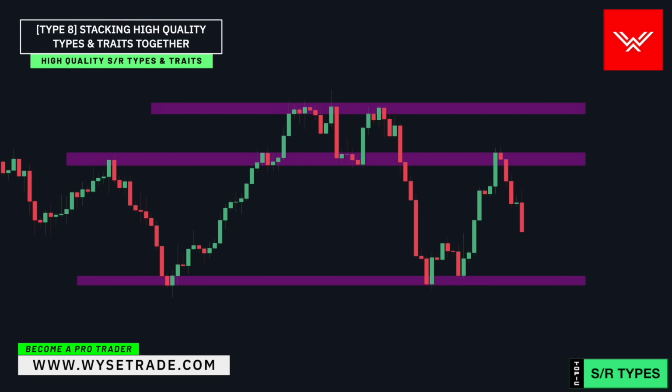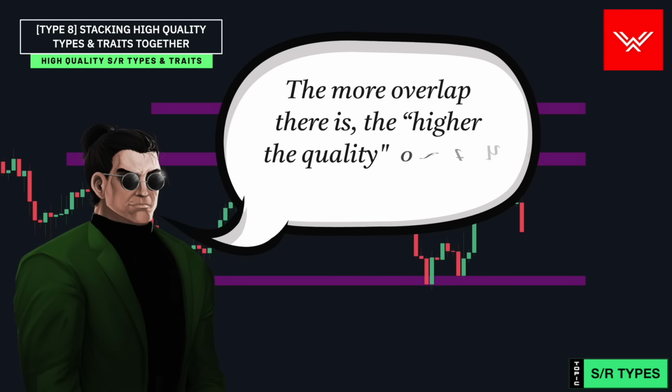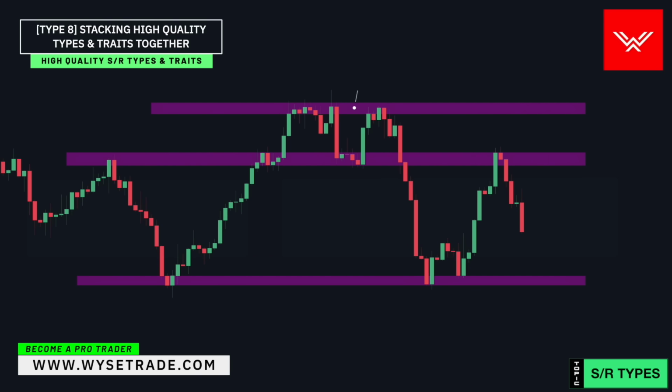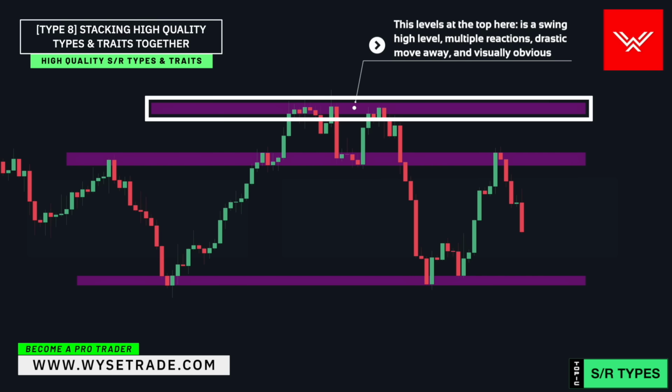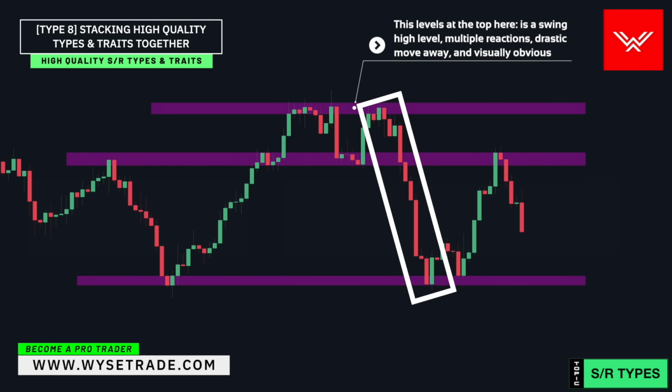Type 8. Stacking high-quality types and traits together. Evidently, a lot of the types and traits we just covered will overlap with each other, which is a good thing. The more overlap there is, the higher the quality of the key level and key zone. This level at the top here is a swing high level. It has multiple reactions, a drastic move away, and is visually obvious.